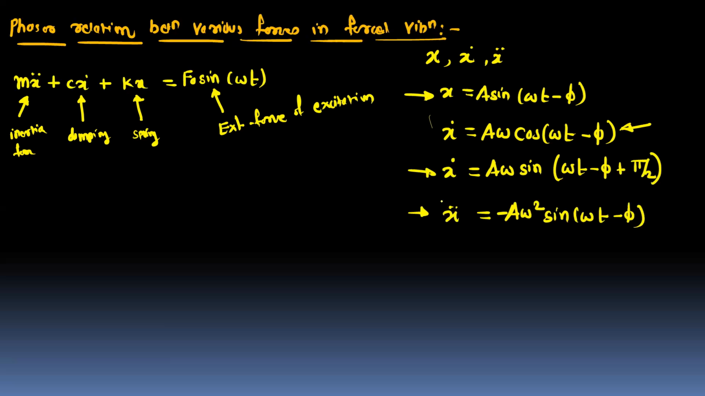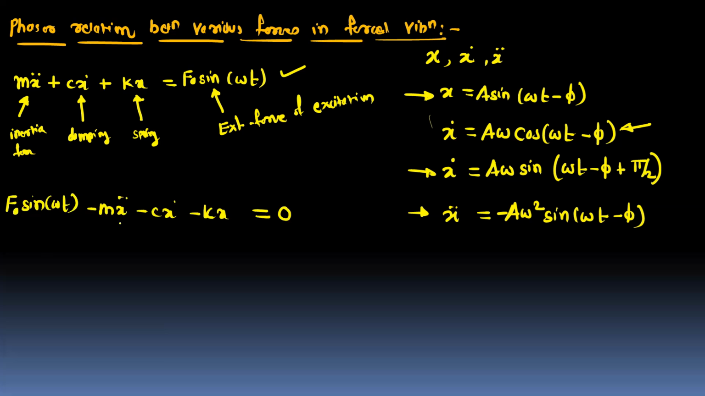So now put these values of x, x dot, and x double dot in this equation, that is the equation of motion. Okay. So we will have the equation like this. So I will take all these terms on the right hand side. So the equation will be F0 sine omega t. So all these terms will be negative on the right hand side. So it will become minus m x double dot minus c x dot minus k x, it is equal to 0.